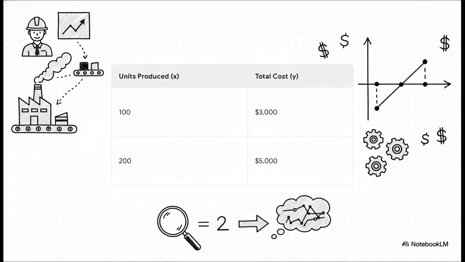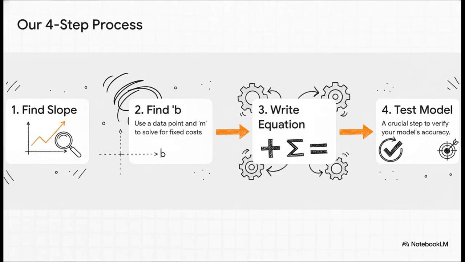Now, this is all the information we need. It's incredible, right? With just these 2 points in time, we can build a linear model to forecast our costs at any production level we can imagine. We're going to follow a very precise 4-step methodology. This isn't guesswork. It's a repeatable system that you can use over and over.